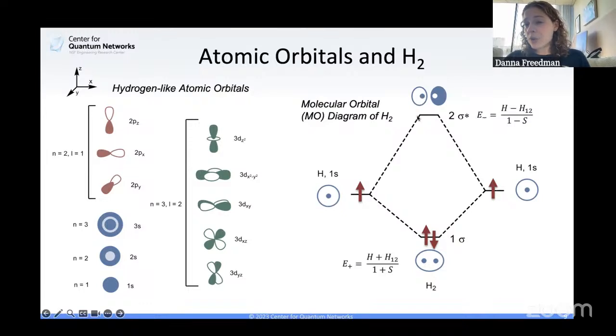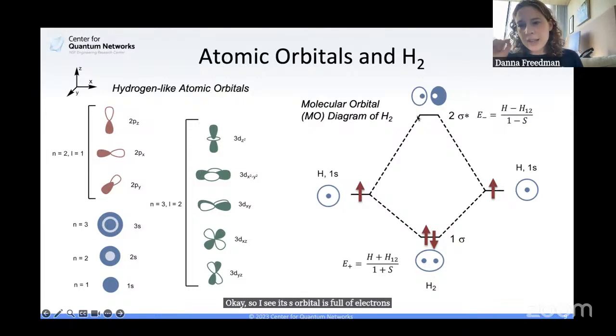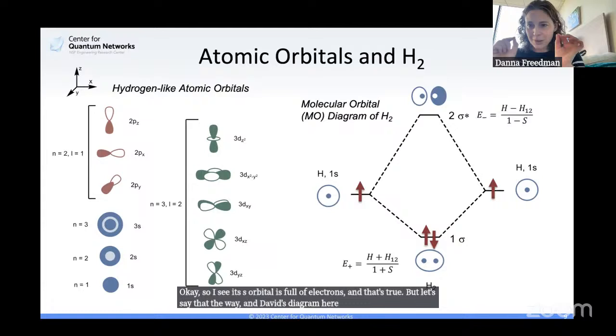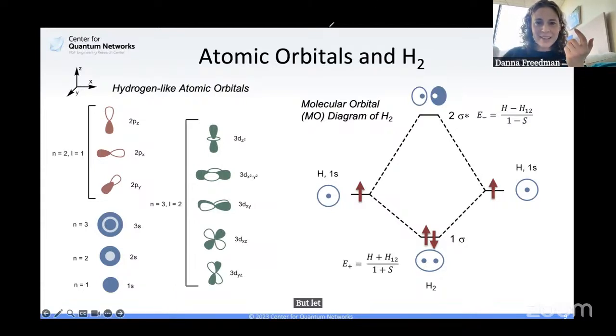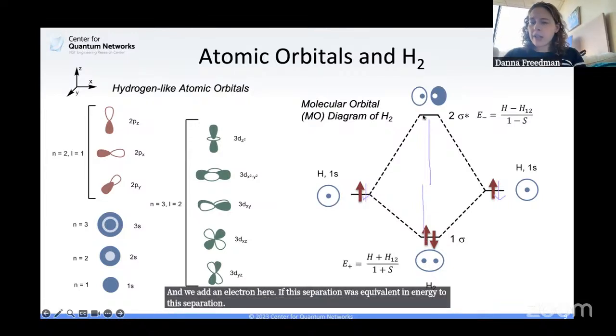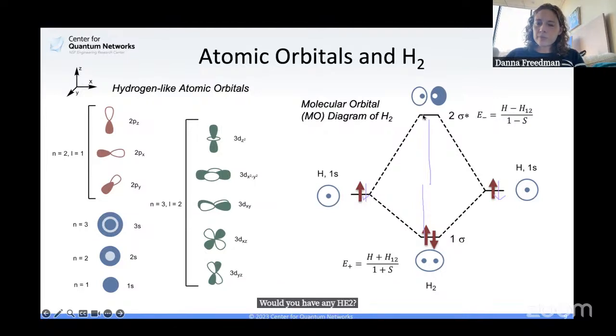Okay, so I see its s orbital is full of electrons, and that's true. But David's diagram here gives away the answer a little bit. Let's see if I can annotate. Let's say we add an electron here, and we add an electron here. If this separation was equivalent in energy to this separation, would you have any He2? What do you think?